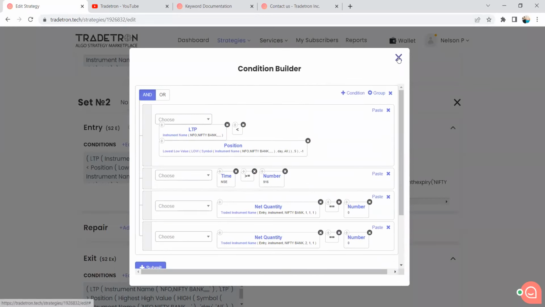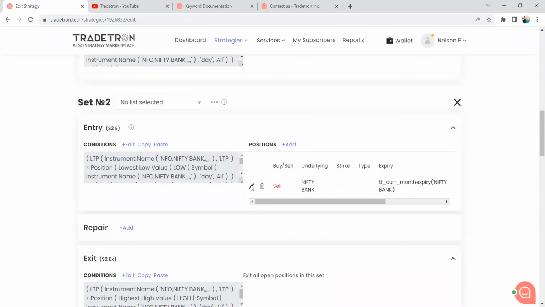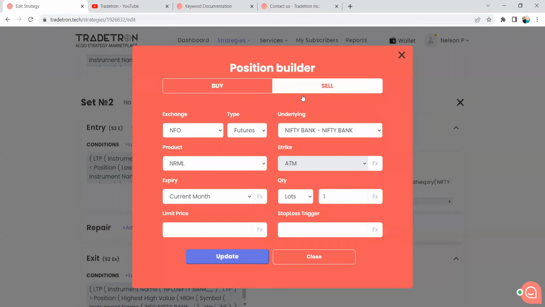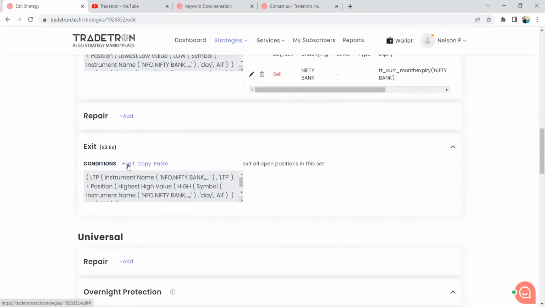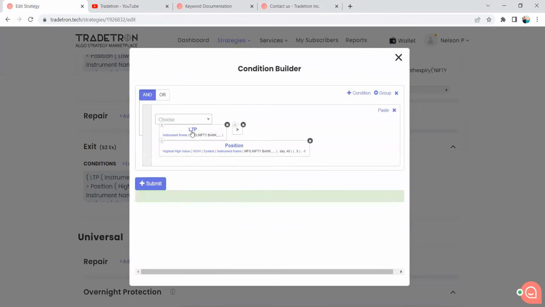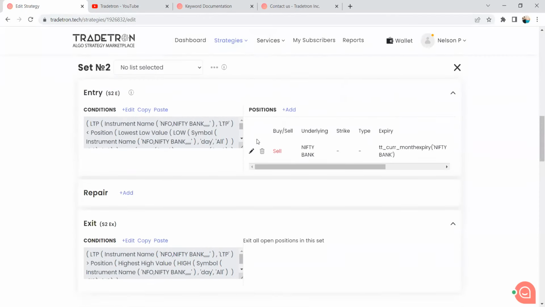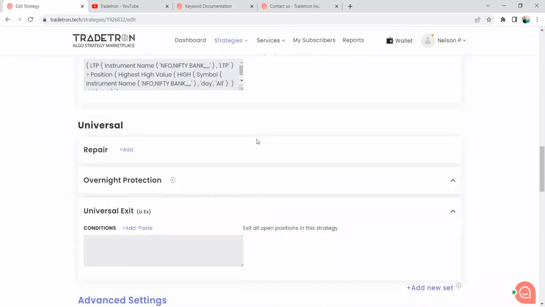All right. So after this, based on this short position entry, what we are basically doing is selling a futures of Nifty Bank over here from NRML, that is basically positional strategy, current month lot. All right. So based on this, we have created this particular entry condition. And similarly, we are exiting when the LTP crosses the highest high value based on the high of the past 5 days, then only it will exit. So this will be the loop that will be generated from the time you deploy the strategy till the time of expiry. All right.